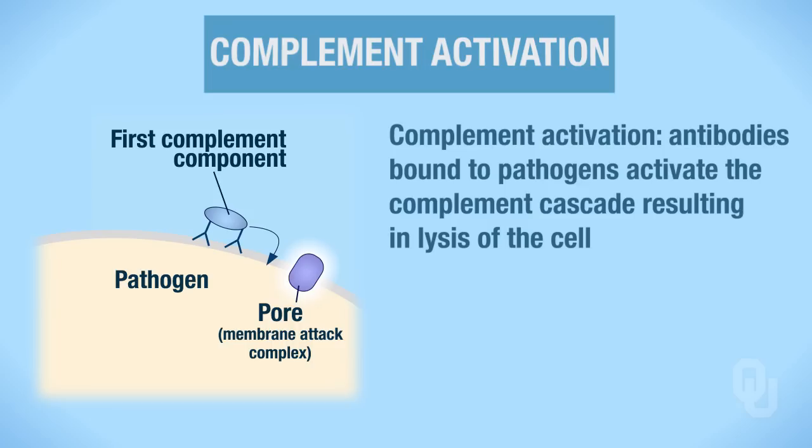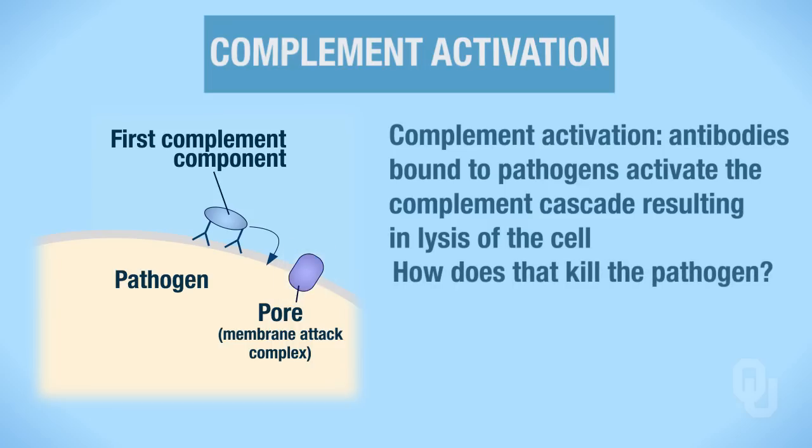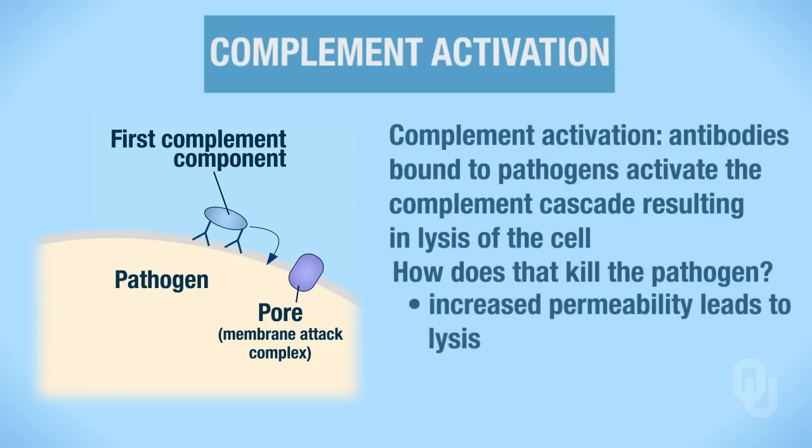So if you develop a membrane attack complex, in other words, a pore in the membrane, how does that kill the pathogen? Remember that once you have a pore, that allows for increased permeability. So you have flooding in of ions and water into the cell, and the cell is going to lyse.